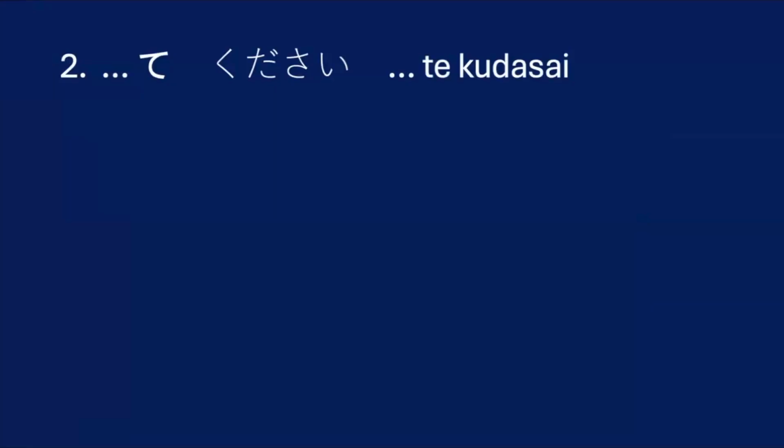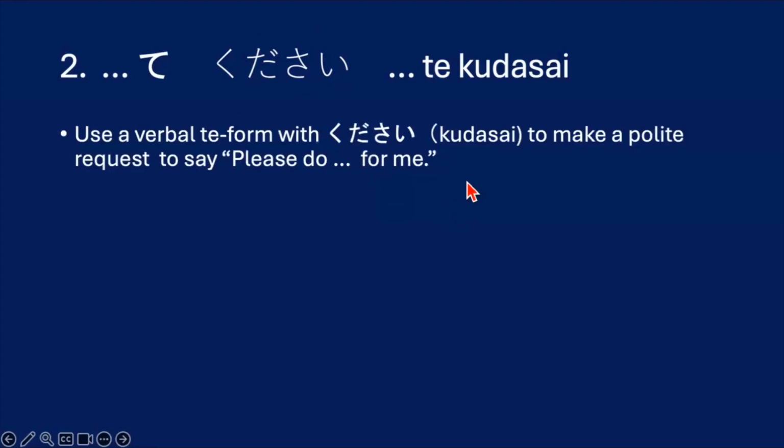So now that we know how to make te form of each verb, then I will show you how you can use that. Because I asked you not to use it by itself, because that would be too casual to ask someone to do something. But if you use te form or de form, and if you put kudasai, then that will be a polite request, like please do something, typically for me, right?